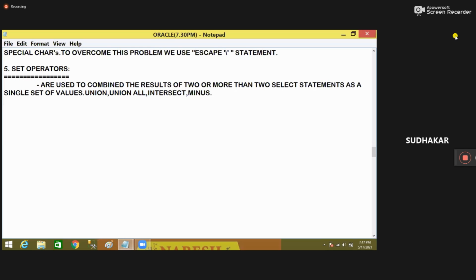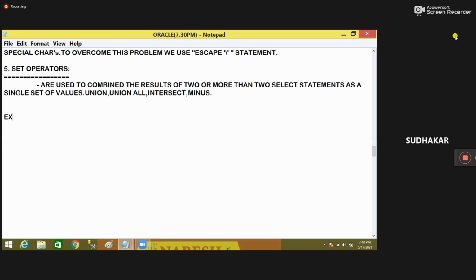Let me see how these operators work. Before using them on your database tables, let's recall how set operators are used in mathematics. Once you recall those mathematical formulas, you can easily understand how set operators work on a database. For easy understanding, let me see some mathematical definitions.